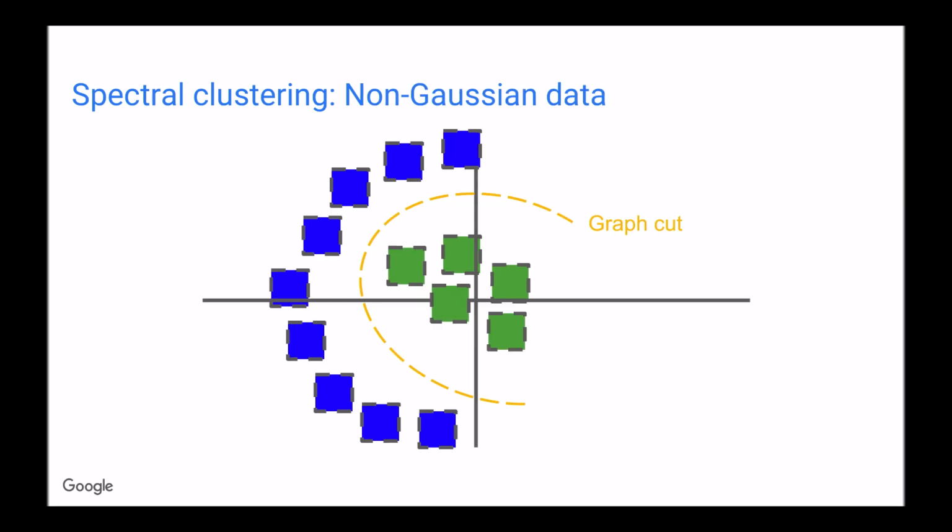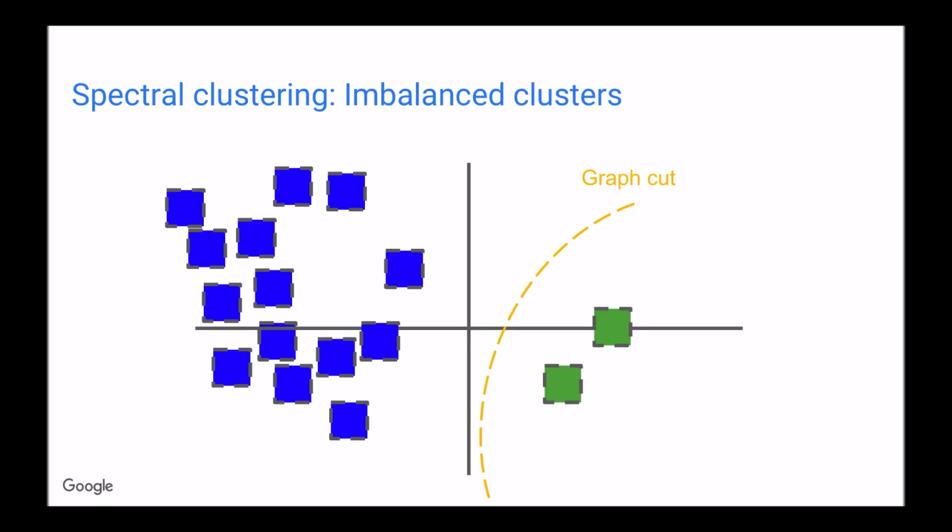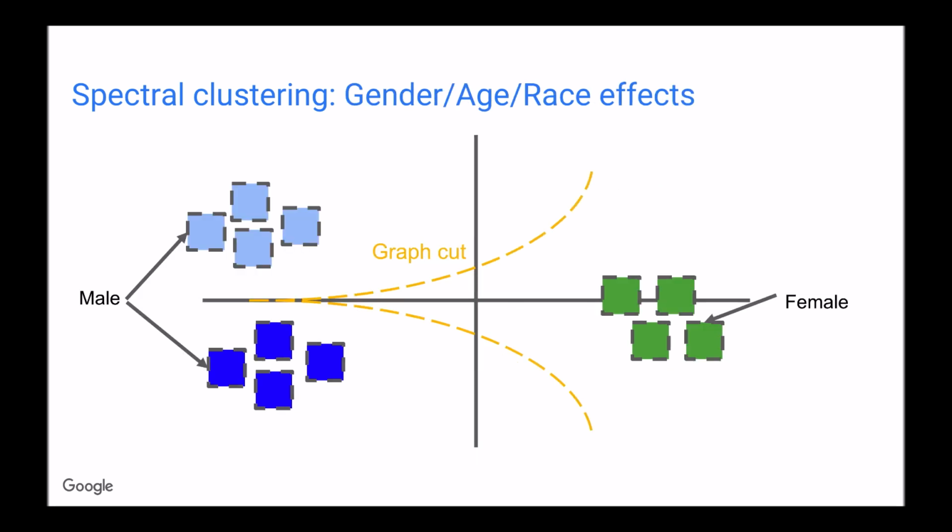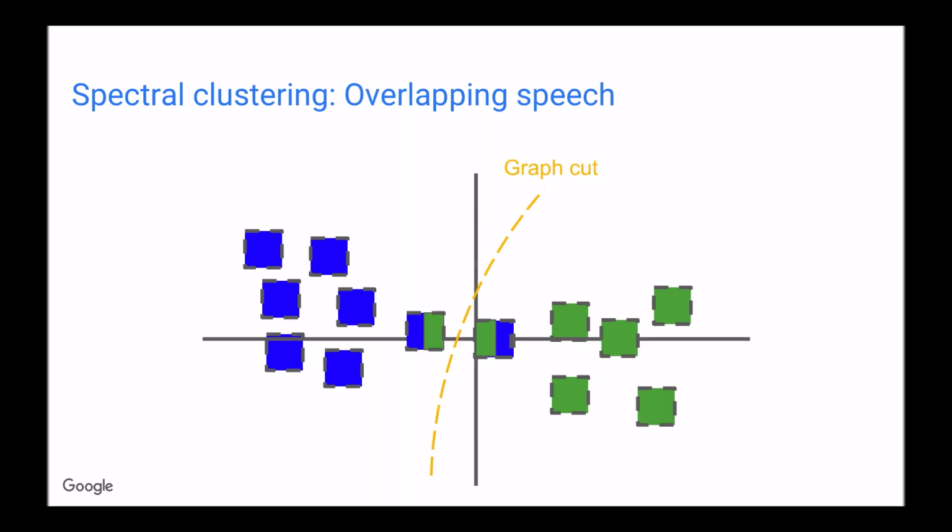So let's see how spectral clustering overcomes the failure cases of k-means. Here's an example of non-Gaussian data. Spectral clustering should be able to find an optimal graph cut based on the local pairwise distances. This is an optimal graph cut when the clusters are imbalanced. And here's the optimal graph cut of gender effects. This is the optimal graph cut when 2 clusters are collected by embeddings from overlapping speech.